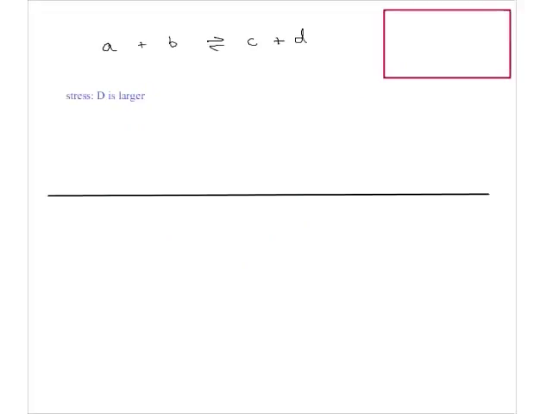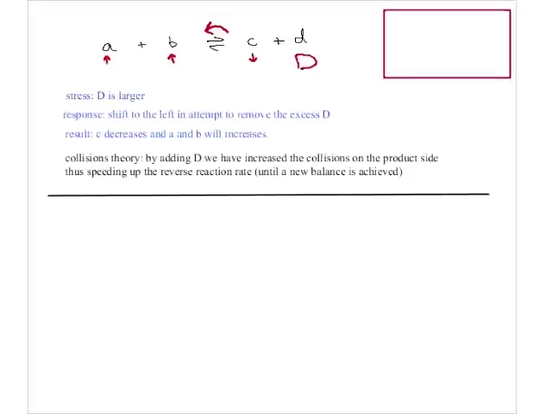Here's some more examples, quick ones. Let's see what happens here if we make D larger. We can open up this container and say, let's make D larger this time. So if we increase the concentration of D, Le Chatelier would say, hey, that's a stress. The system wants to get rid of that stress. The only way it can get rid of the stress is to go in that direction this time. If we're going to go in reverse to get rid of D, then C goes down as a consequence, B begins to get larger, and A begins to get larger.